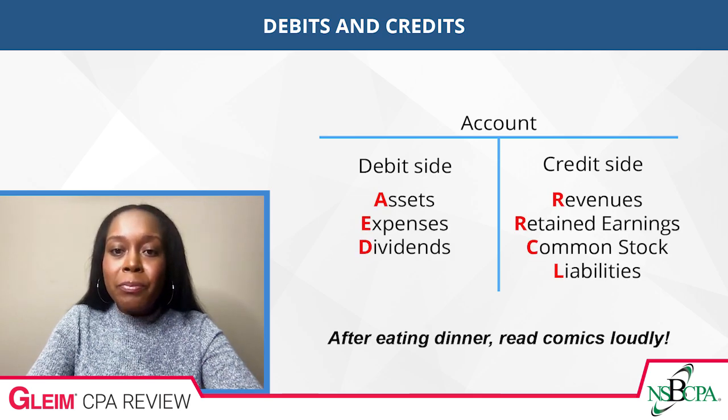What you need to learn is the normal balance side of each of the accounts. Assets, expenses, and dividends have normal debit balances. On the right side, revenues, retained earnings, common stock, and liabilities have normal credit balances. My little memory trick is to say, after eating dinner, read comics loudly. I recommend a flashcard or note piece of paper to write down this and the next few slides if you're struggling with the debit and credit rules.